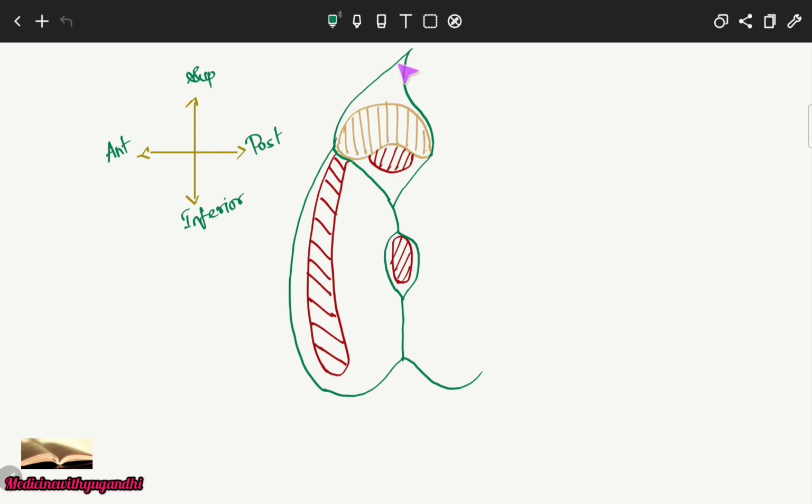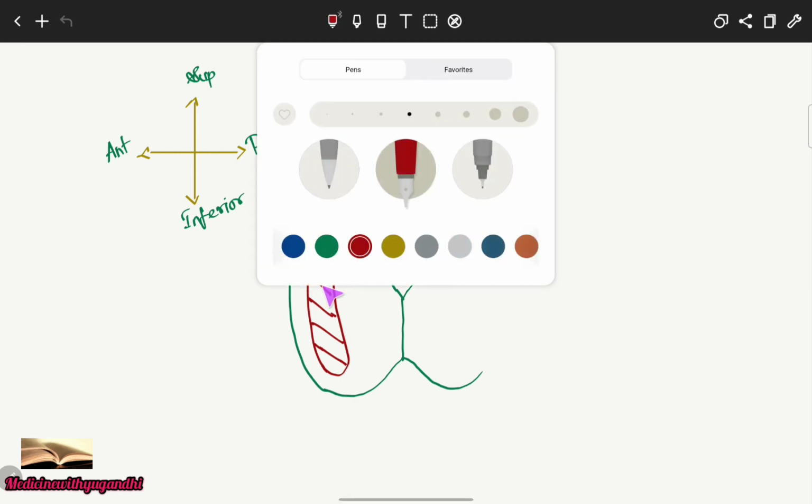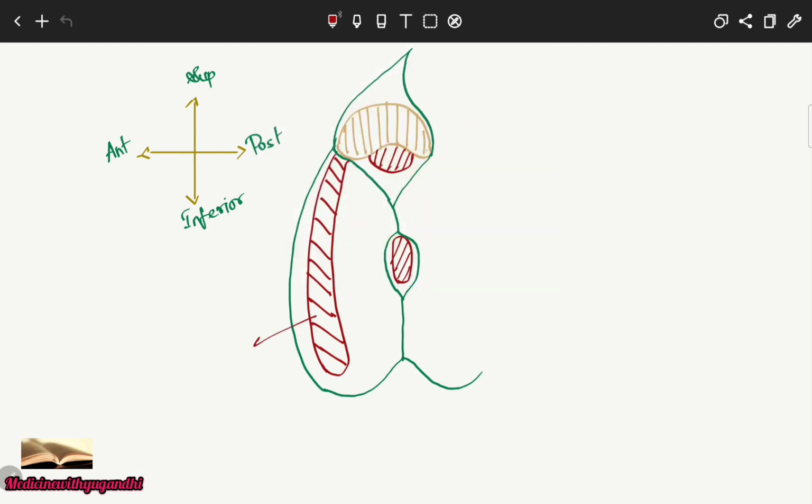What you are seeing here now is the sagittal section of the anterior axillary wall. So coming to the situation of the clavipectoral fascia, it is situated deep to the clavicular portion of the pectoralis major muscle. So this is the pectoralis major muscle. So this clavipectoral fascia is situated behind the clavicular portion of the pectoralis major muscle.